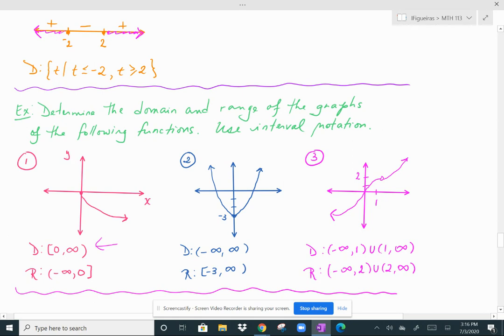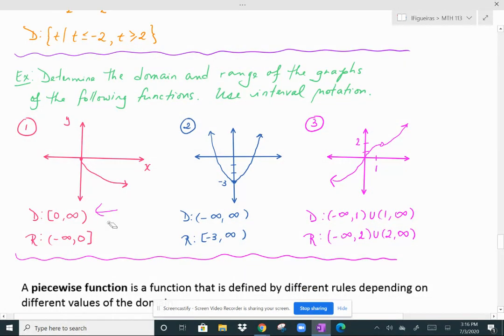You read your range along the y-axis. So this looks like it's implying that it's going to keep going down. So here, your range goes from negative infinity and ends again at the origin at 0. So make sure you always state your intervals from smallest to largest. So you read the x-axis for your domain, you read the y-axis for your range.